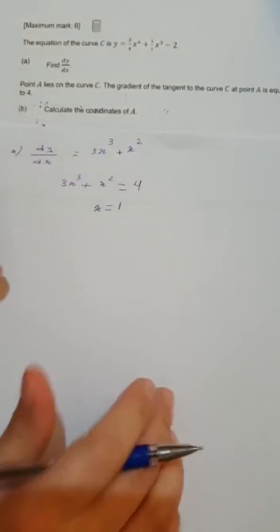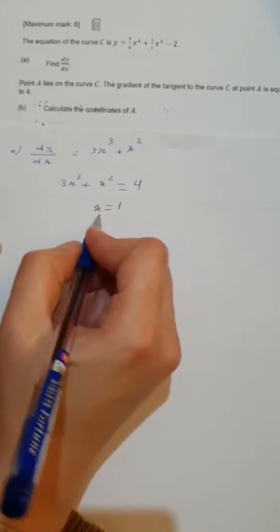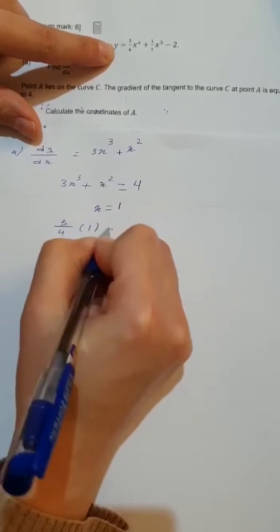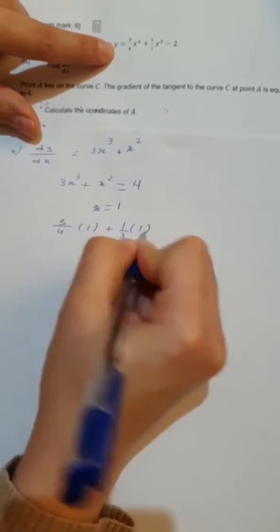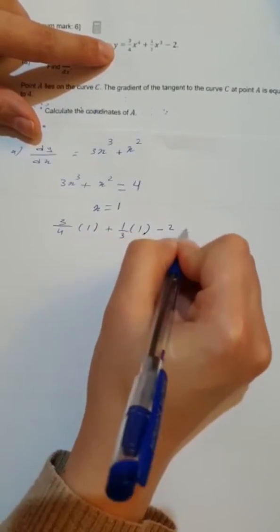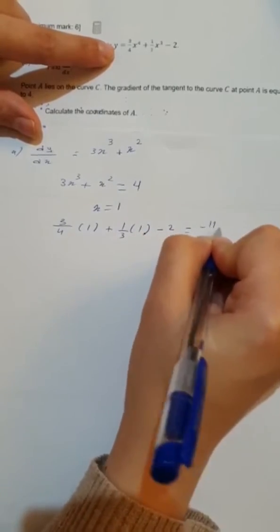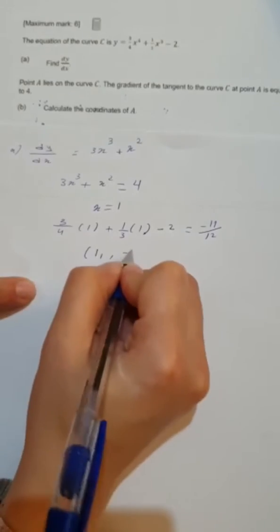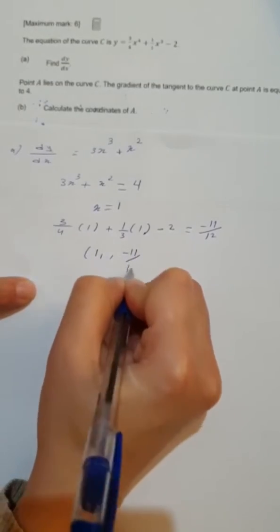We need to calculate the coordinates of the point A. The same thing, I'm going to go to the original function and replace x. I'm going to get 3 over 4 plus 1 over 3 multiplied by 1 also, minus 2. So the last answer will become negative 11 over 12. So the coordinates of this point will be (1, negative 11 over 12).